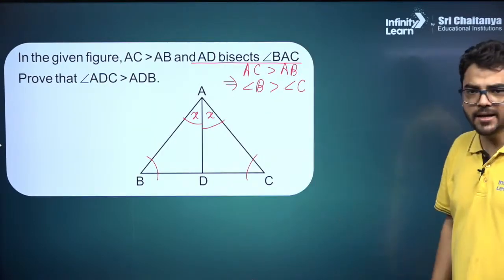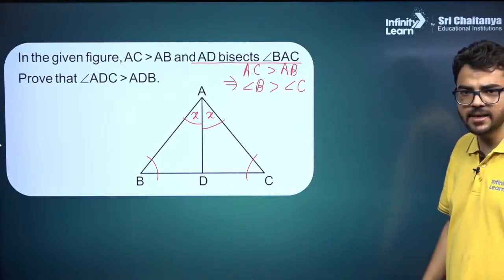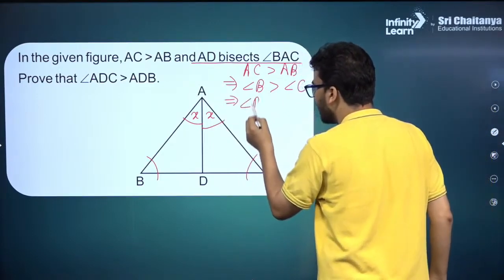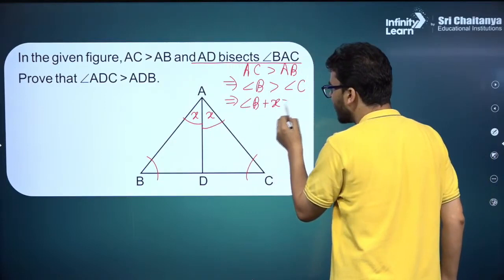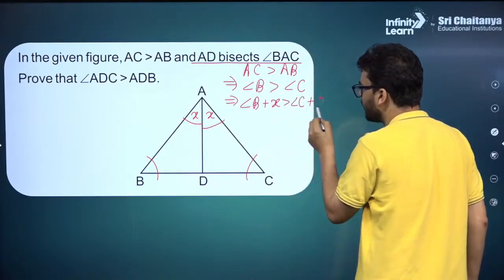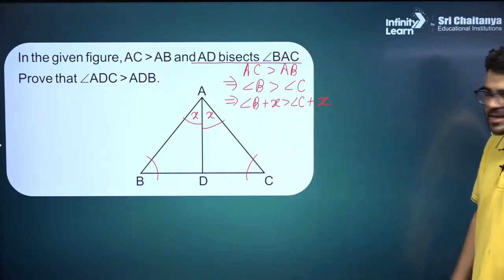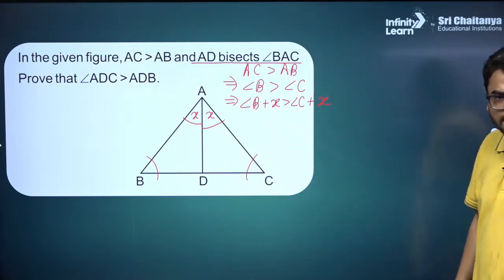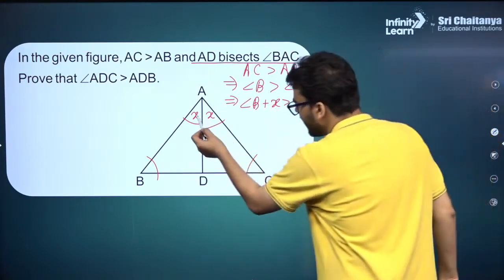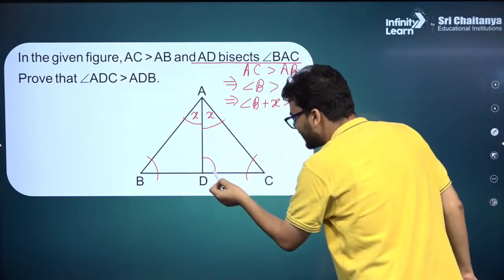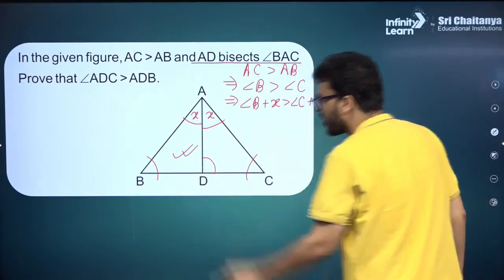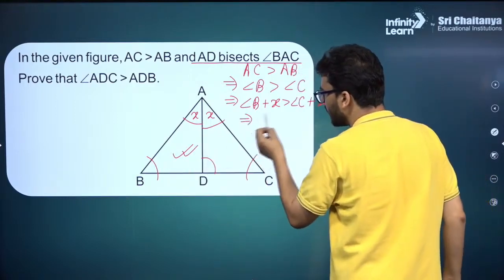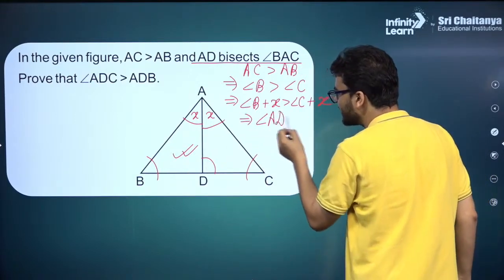Is this clear up till here? So angle B is greater than angle C. Now can I add the same thing on both these sides? If I add x on both the sides, still it will be greater, or not? So I can say B plus x is greater than C plus x. Now what is B plus x? If you use the exterior angle property in this triangle, B plus x is ADC or not? So this is nothing but ADC.